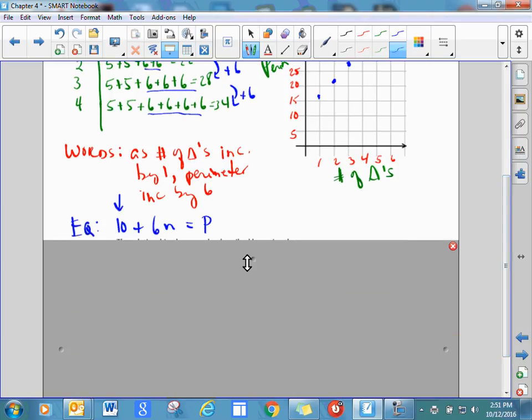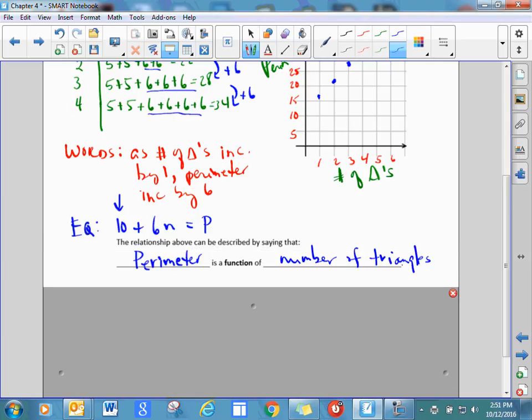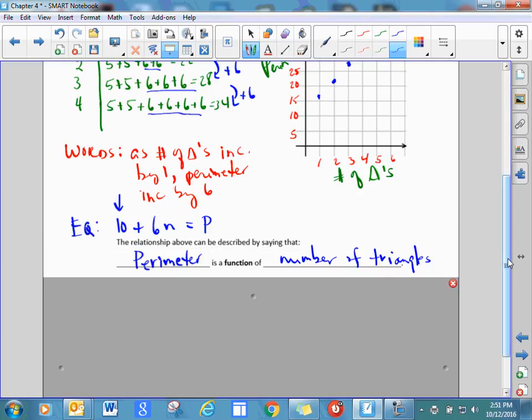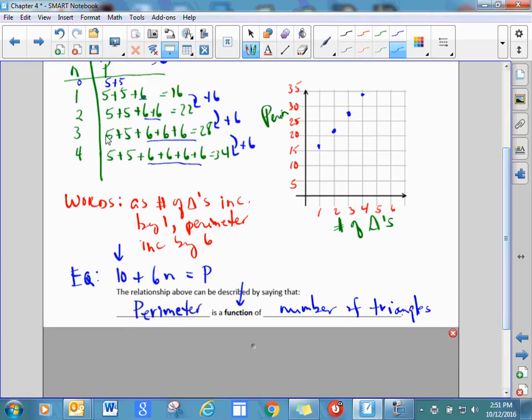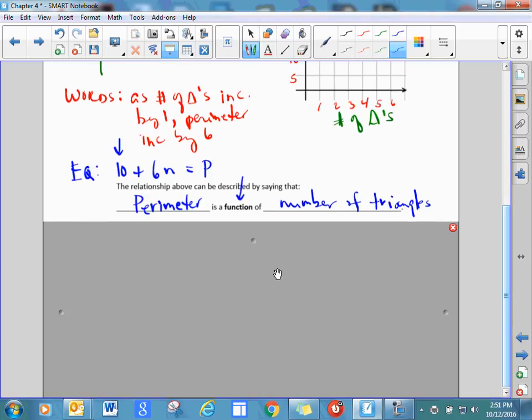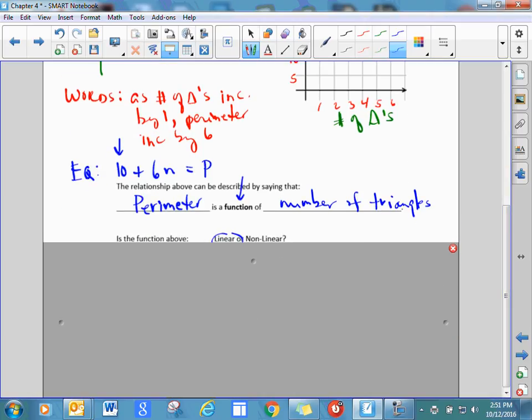Okay, a few more little questions. Again, this is just filling in what we just talked about. The perimeter is a function of the number of triangles. We can look at the points and say, yes, it is a function because no y repeats with a different x. And we can also look and say this passes the vertical line test. So it is linear. I think that's the next question. Is it linear? But now we have to talk about, is it continuous or discrete?